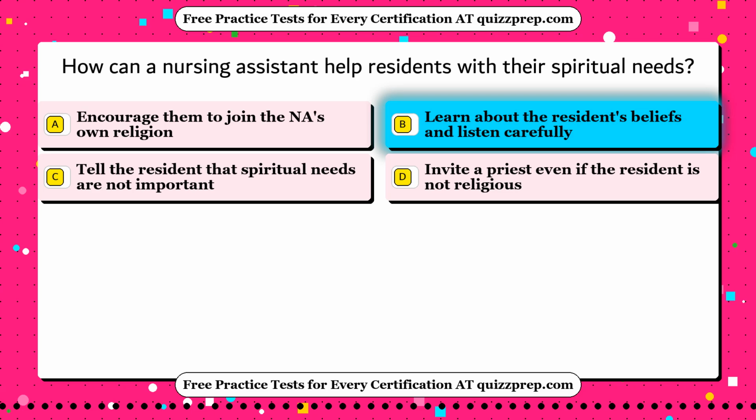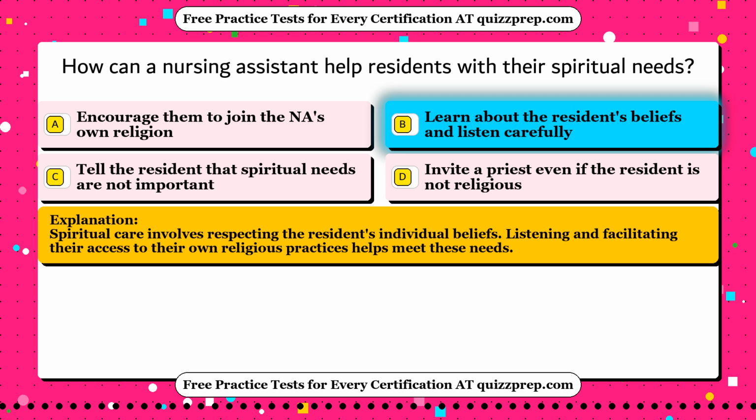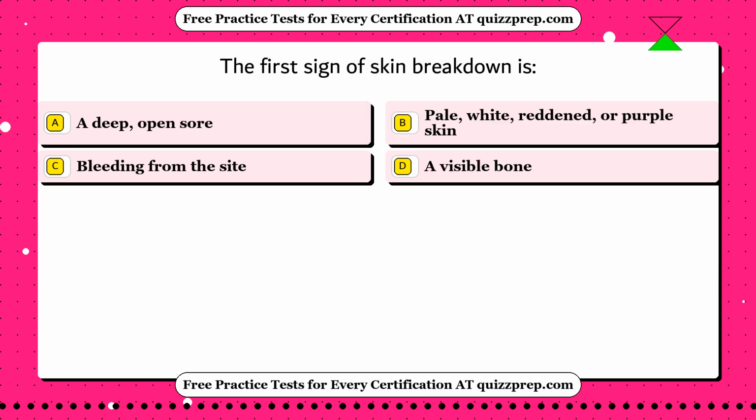The correct answer is option B, learn about the resident's beliefs and listen carefully. Spiritual care involves respecting the resident's individual beliefs. Listening and facilitating their access to their own religious practices helps meet these needs. Question 37. The first sign of skin breakdown is: Option A, a deep, open sore.